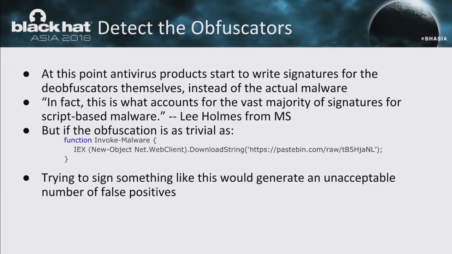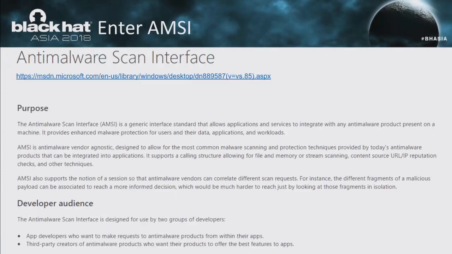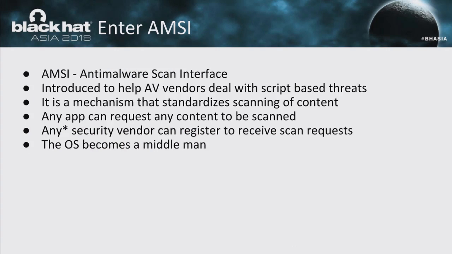Now, if we have an obfuscation that is as trivial as the one we saw before, which is here again, then trying to create a signature for something like this would generate an unacceptable number of false positives. At this point, we have the Anti-Malware Scan Interface, AMSI, which enters the picture. Now, there's a long text on MSDN that describes the purpose of this. I'm going to save you the trouble of reading it, and I'll explain. So, AMSI, or Anti-Malware Scan Interface, was introduced to help AV vendors deal with script-based threats.